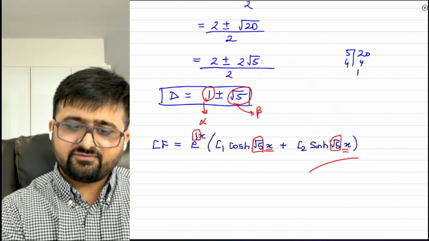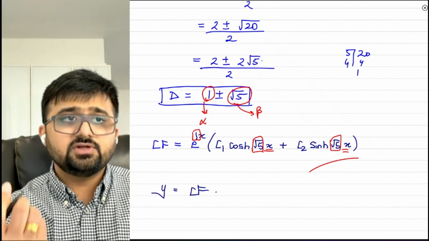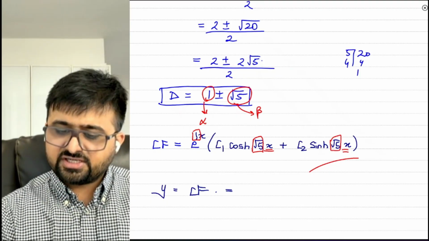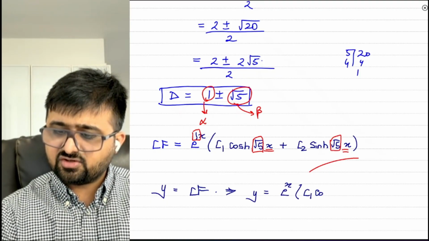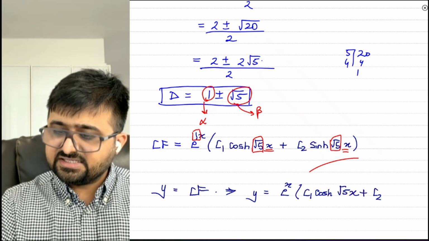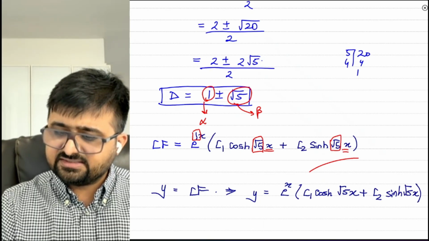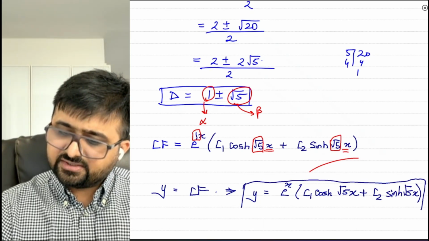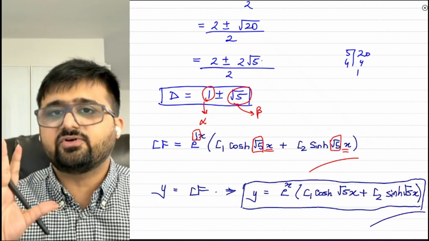That's your complementary function. And if you know your complementary function, your solution is nothing but y is equal to the complementary function, which gives you y is equal to e to the power x times c1 cos hyperbolic root 5x plus c2 sine hyperbolic root 5x. And that's your general solution of that differential equation. I hope that makes sense. The concept is very simple for the complementary function.